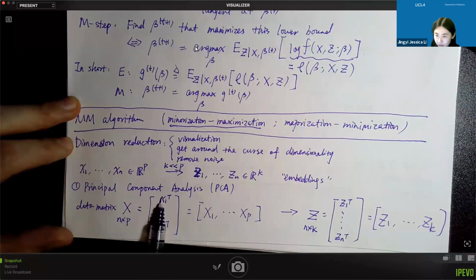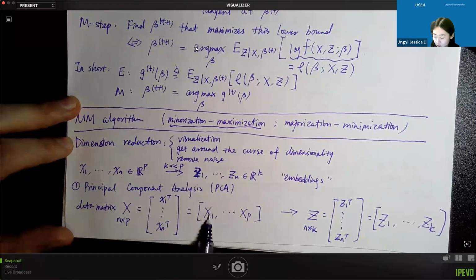Whenever we write the rows out, we use the lowercase x1 transpose to xn transpose. Each xi transpose is the ith row. When we write down the columns, we use the bigger X1 to Xp. So that's for a feature vector. Each column here contains the n observations.